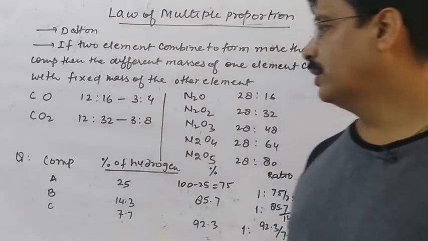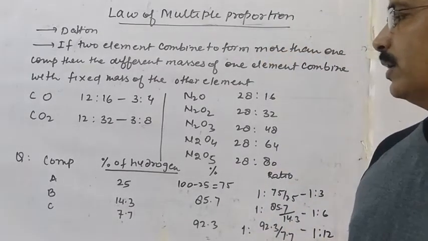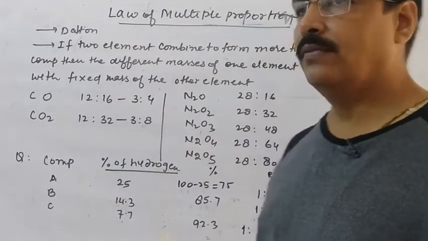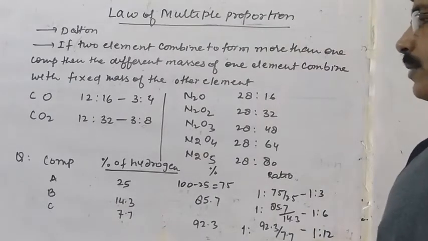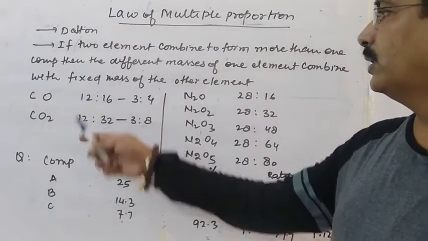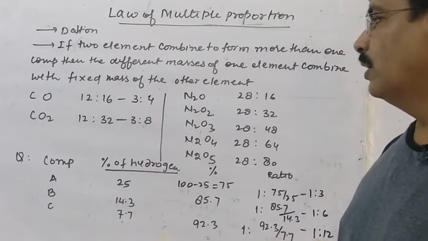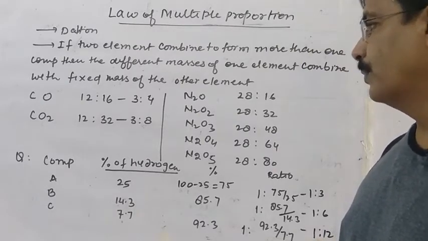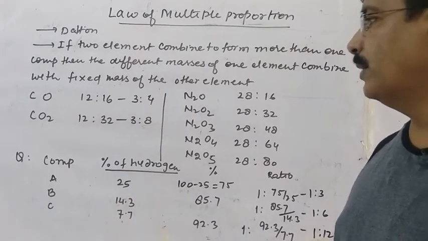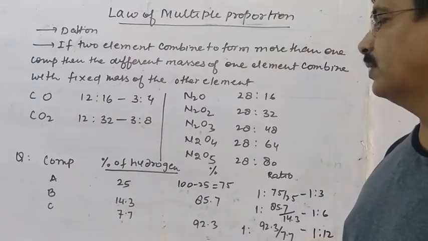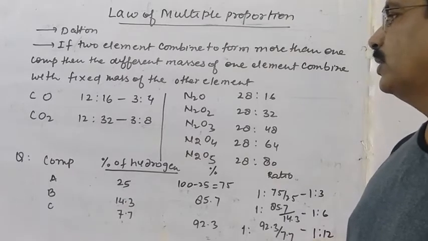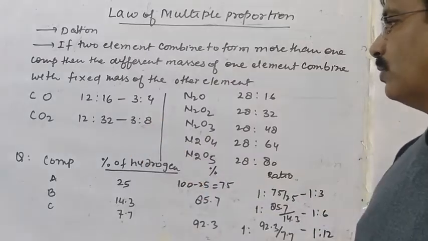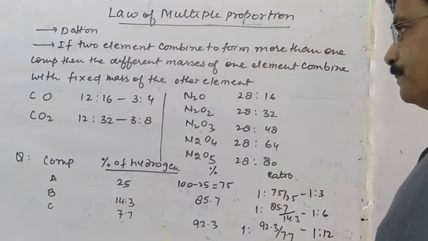Now here we take an example. See, if carbon and oxygen react and form carbon monoxide and carbon dioxide. Here the atomic weight of carbon is 12 and oxygen is 16, so the ratio becomes 3:4. In carbon dioxide, carbon is 12 and oxygen is 32, meaning 3:8. Here the weight of carbon is constant and oxygen is in a multiple form.